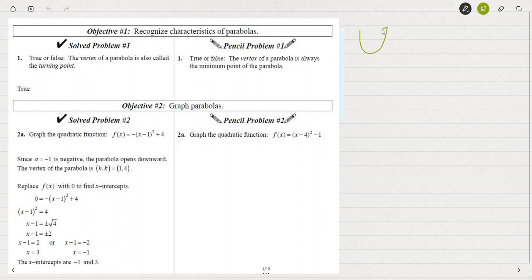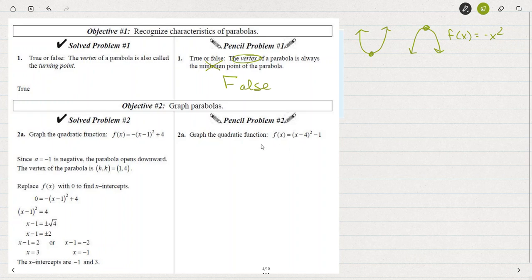Well, if we're opening upward, a positive parabola, then yes, the vertex would be the minimum. But what about these parabolas that open downward, the negative parabola, like f of x equals the opposite of x squared? Now that vertex isn't a minimum, it's a maximum, right? So I'm going to call this one false.